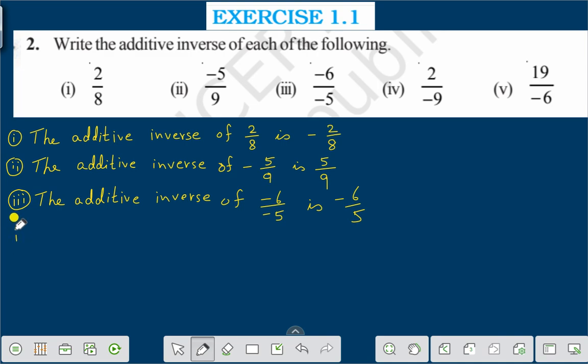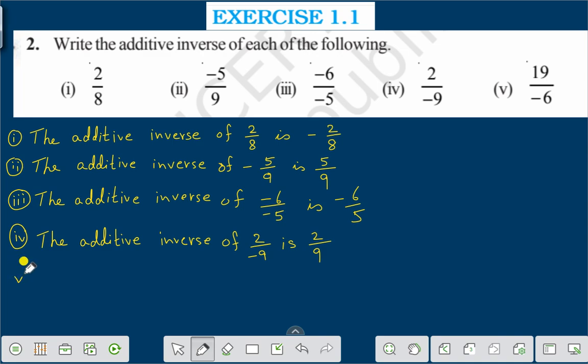Question number 4. The additive inverse of 2 by minus 9 is 2 by 9.